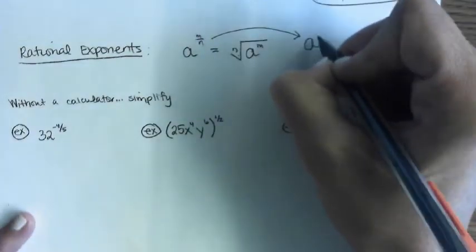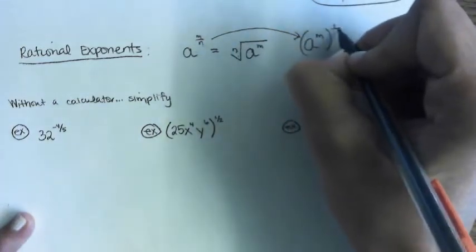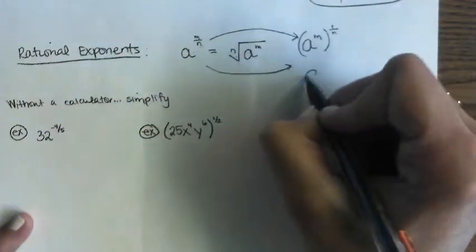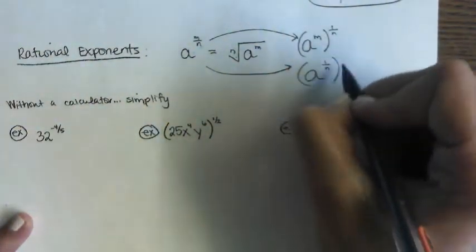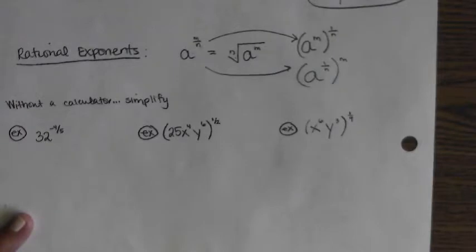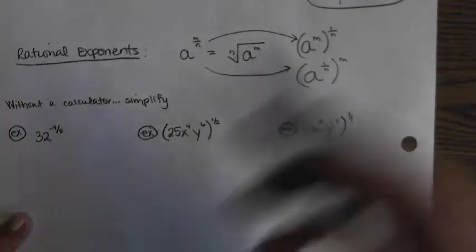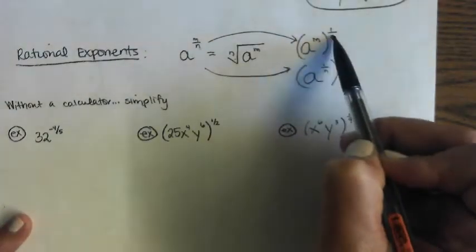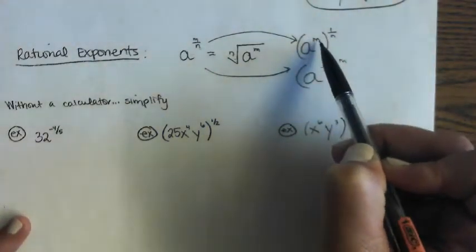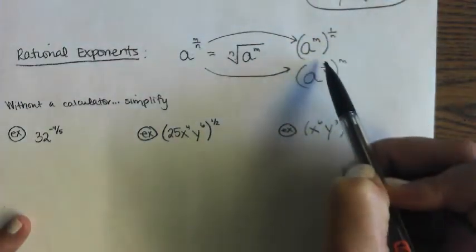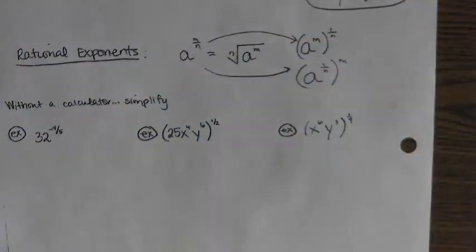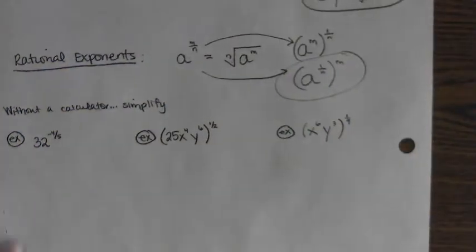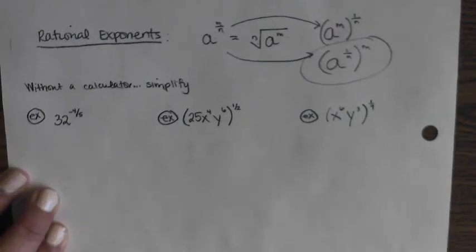You could do a to the m power and then raise that to the 1/n. Or you could raise a to the 1/nth first and then to the m power. You know that can happen either way because of our power to power rule, we multiply. No matter which way you do it, commutative property of multiplication says that m times 1/nth is the same as 1/nth times m. So what makes more sense? This. Okay?